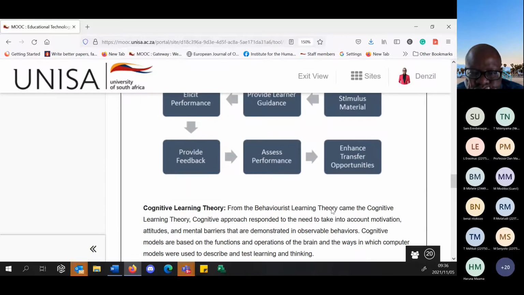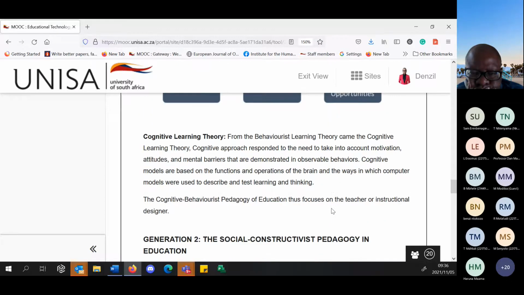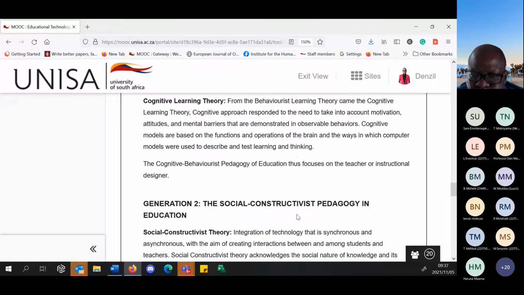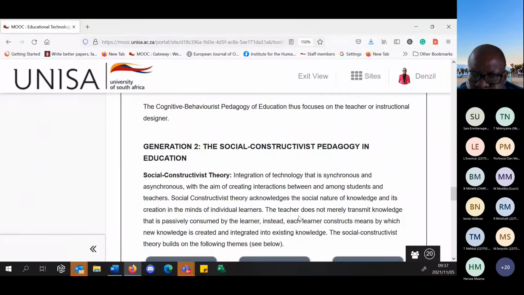Then there is the idea of the cognitive learning theory, and he talks about how these cognitive models are based on functions and operations of the brain, similar to the way computer models were used to describe learning and thinking, right? And he sees this as part of the recall approach in the earlier part, what he calls the first generation of teaching in an online space. And then he goes on to the second one, which he calls the social constructivist pedagogy. And here he talks about synchronous and asynchronous.